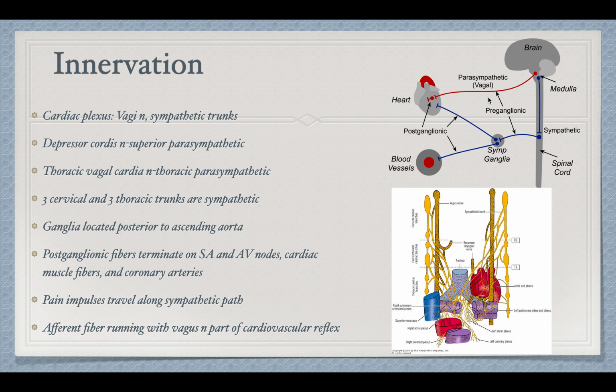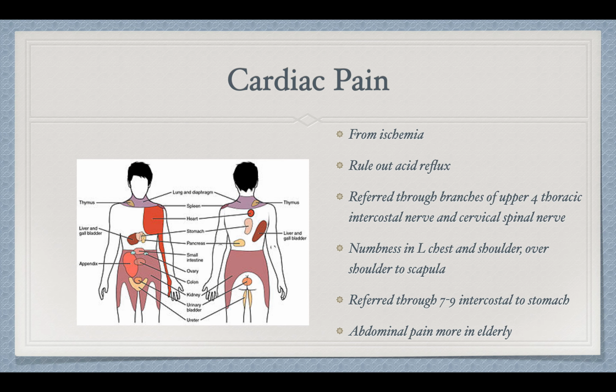As you can see here, parasympathetic is going to be the vagal pathway, and that's also connected to the blood vessels. The sympathetic pathway, as you can see here, is going to synapse onto the spinal cord, rather than the parasympathetic, which synapses immediately onto the medulla.